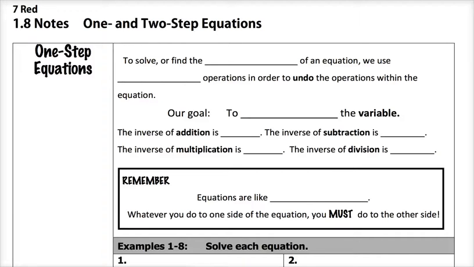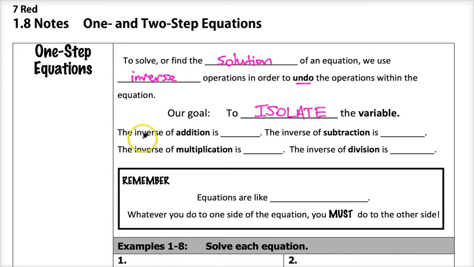Hey there guys. In this next lesson we're going to be reviewing what you learned in 6th grade about solving 1 and 2-step equations. So solving equations, another term for that is called finding the solution or solutions of an equation. And to do that we use inverse operations to undo the operations within the equation. Your goal for solving all equations, whether it be a 1-step, a 2-step, or a 6-step equation, is to isolate the variable. Okay, that means get the variable all by itself on one side of the equal sign.